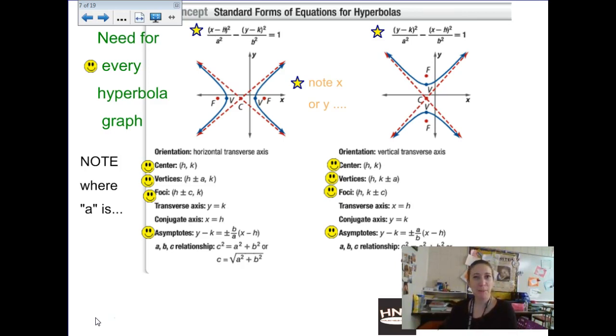Oh, this is Hofbauer, my counterpart, who put cute little smiley faces. You need to make sure that you have found all of these things that have smiley faces next to them when you're going to graph. Yay. All right, here we go.